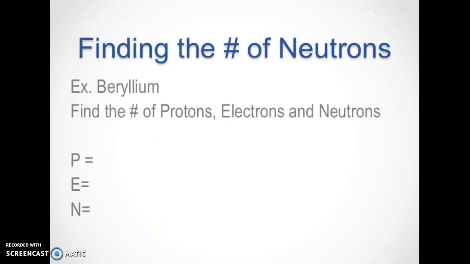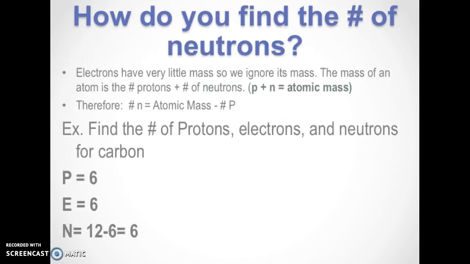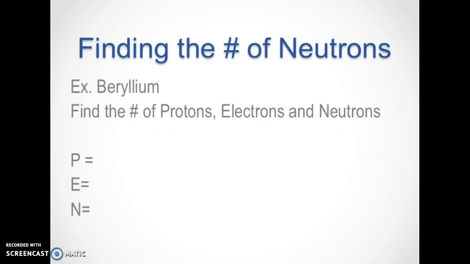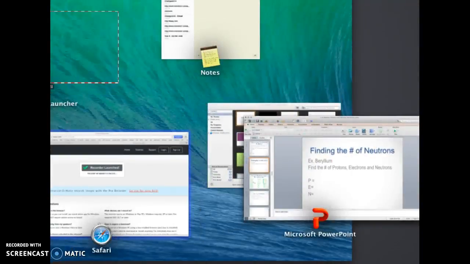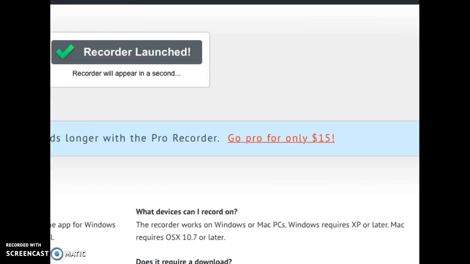Okay, let's try another one. See if you could do this one. Think about this one and then try this one. Okay, so pause it and then come back to it. Okay, beryllium. So beryllium on the periodic table. I actually don't know the number, so I'm going to go to the periodic table and find it.